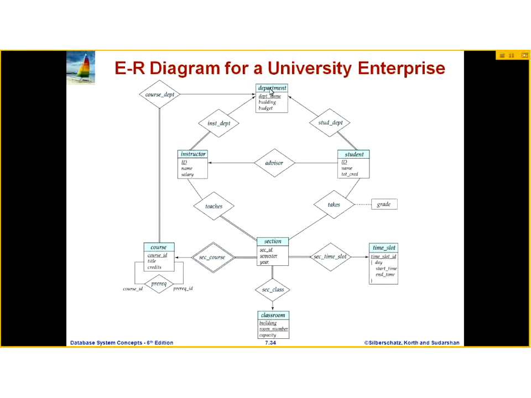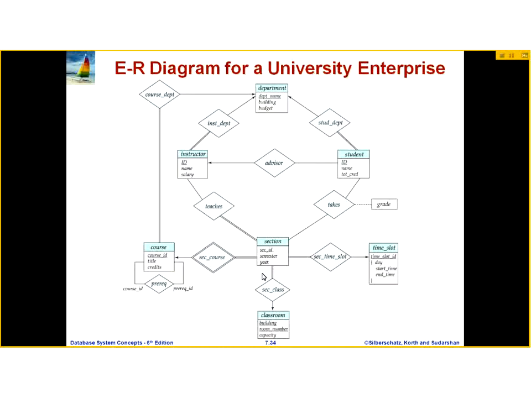So you can see here that there are many entities for a university enterprise. For department you note down department name, building, budget; for instructor, ID, name, salary; for section, section ID, semester, year. Now this is a weak entity, and the relationship is section-course, which is weak.